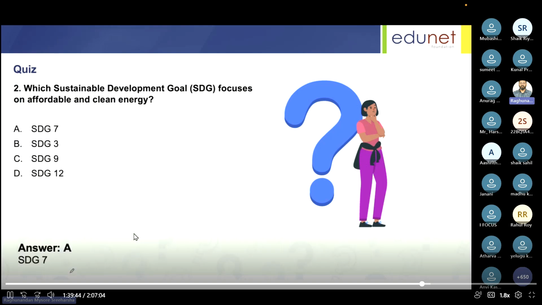Okay, so we will see, it is SDG 7. So the answer is SDG 7 focuses on affordable and clean energy. Kindly be aware of this answer, so it might be asked in any part of your interviews when you say you have green skills, they might ask you.